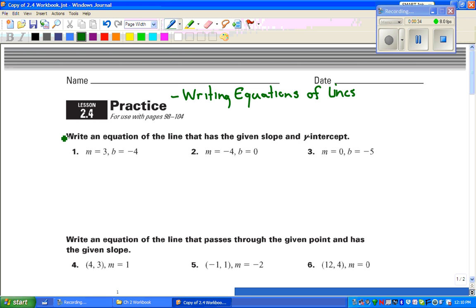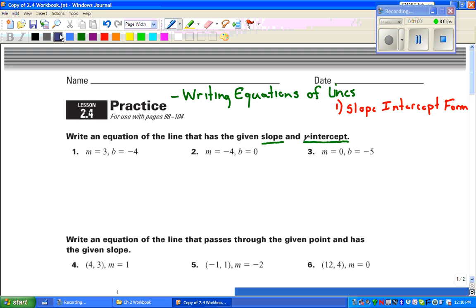The examples we're going to talk about today are writing equations of lines if you're given the slope and the y-intercept, which should be very familiar to everybody, because if you're given slope and intercept, you're always going to use this formula right here, the slope-intercept form, when you're writing the equation of those lines, okay?